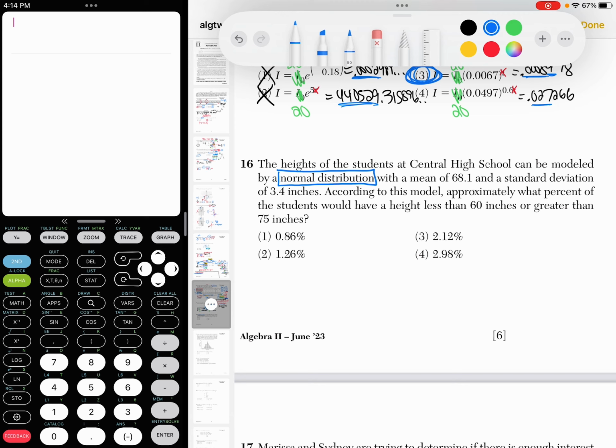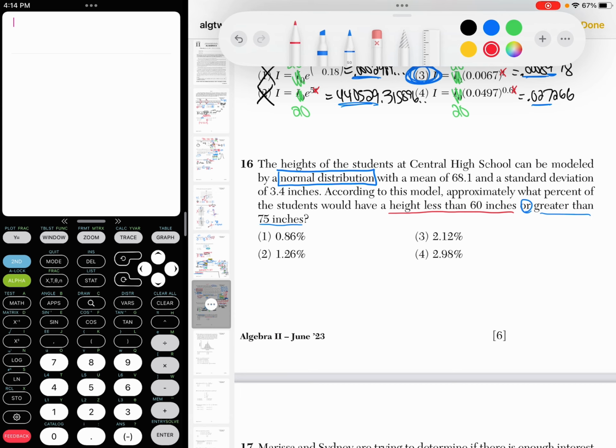Ooh, this one is tricky. Okay, so we're going to have to find both of the probabilities first using, like I said, that normal CDF. So there's two different things it's asking me to find here. First, the percent that have a height less than 60 inches or greater than 75 inches. So I have to find two different ones.